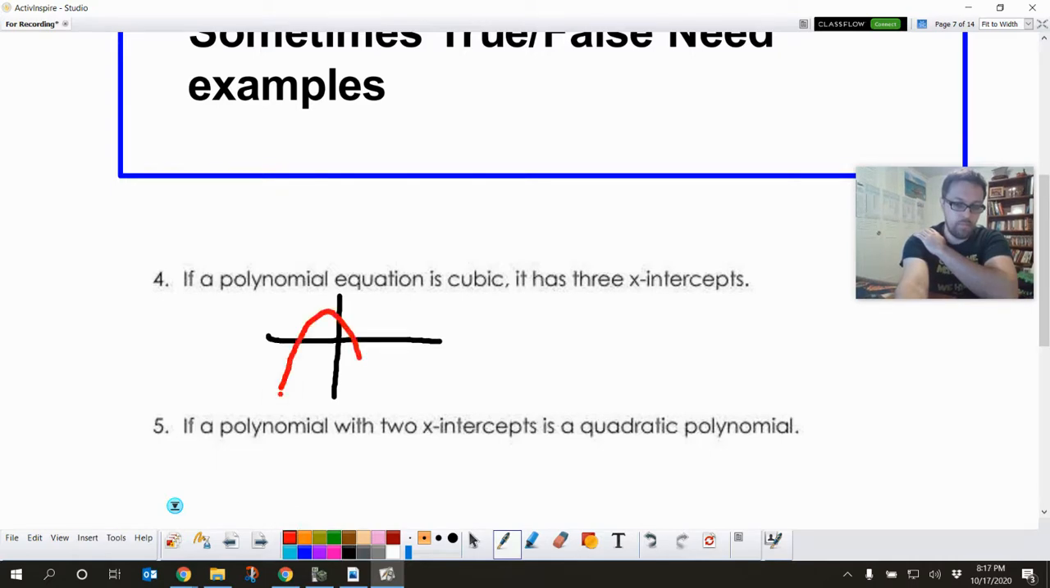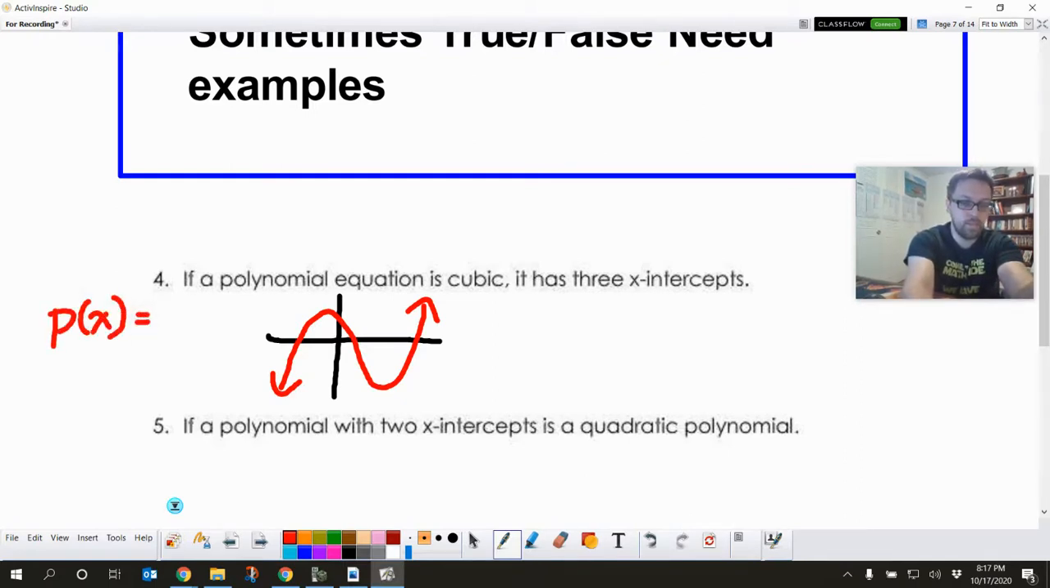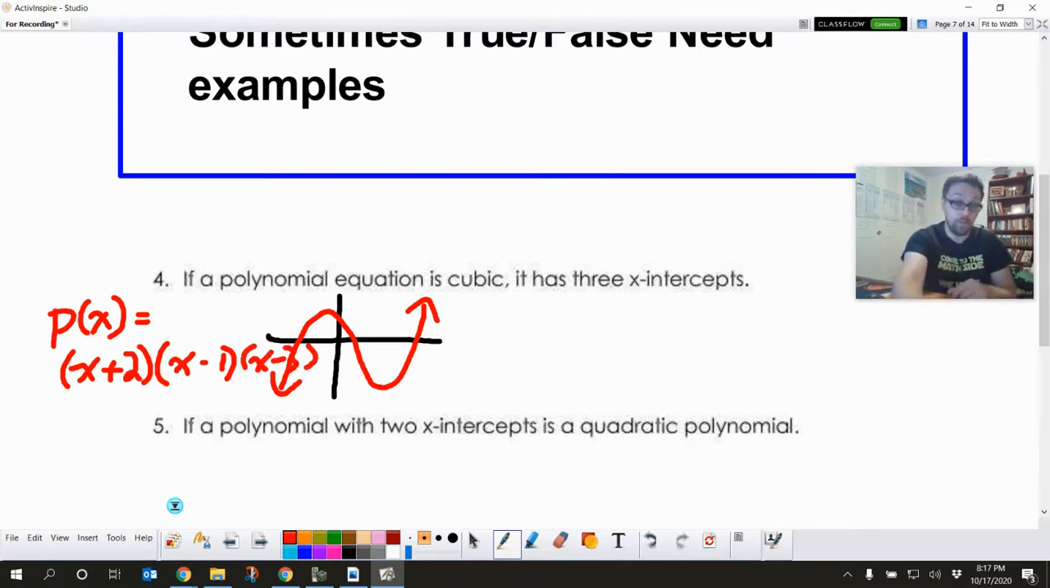So, if I made one, we could say our p of x equals x plus 2, because I kind of got a negative 2, maybe an x minus 1, and then that last one is probably x minus 3. So there we go. It's true.